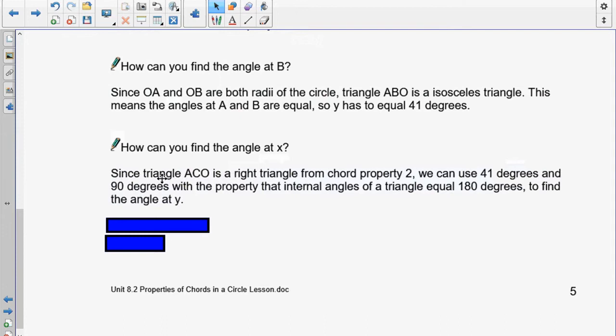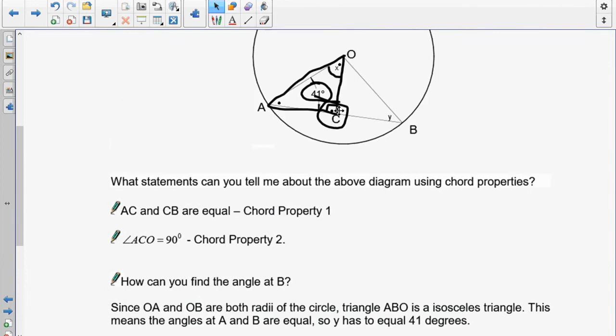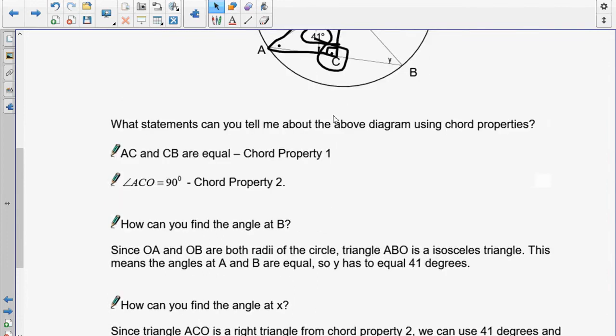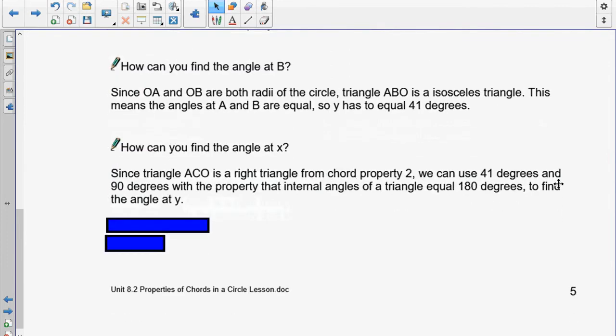Since triangle ACO is a right triangle from chord property 2, when you put a bisector down, that makes this a 90-degree angle. We can use the 41 degrees, the 90, and the fact that the internal triangle angles add up to 180 to find it. So angle Y is 180 degrees, take away the 90, take away the 41. That leaves us with Y is 49.